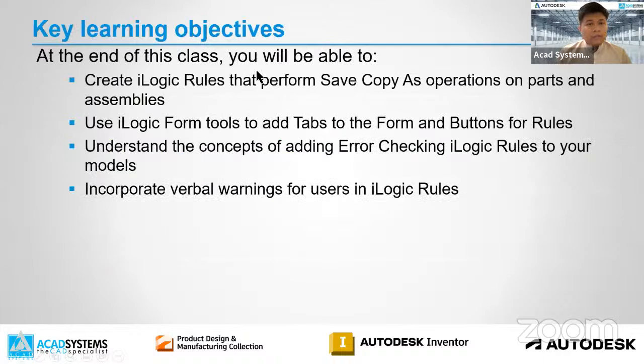Over here, we will go through our objectives. First, we will learn how to change dimensions. The second one, how we want to activate or deactivate certain features in Inventor. Then we will go directly to save copy as, which I believe is already in Inventor itself. We will also create forms, tabs, and buttons for the rules. All related to iLogic, we will learn in these 30 minutes.